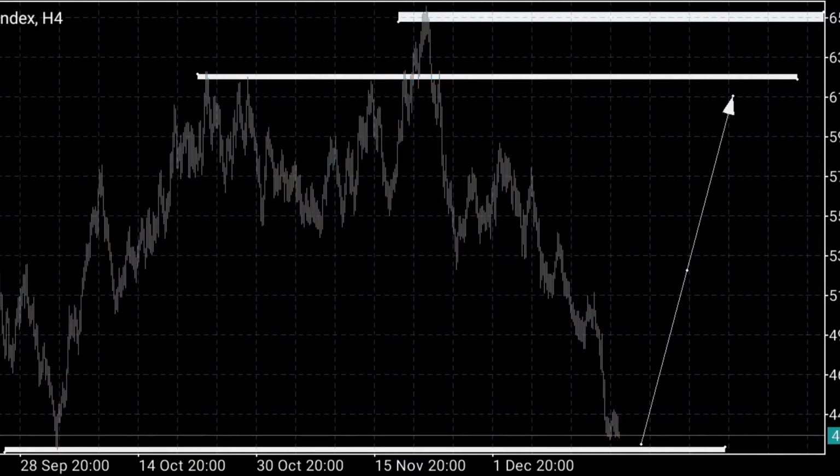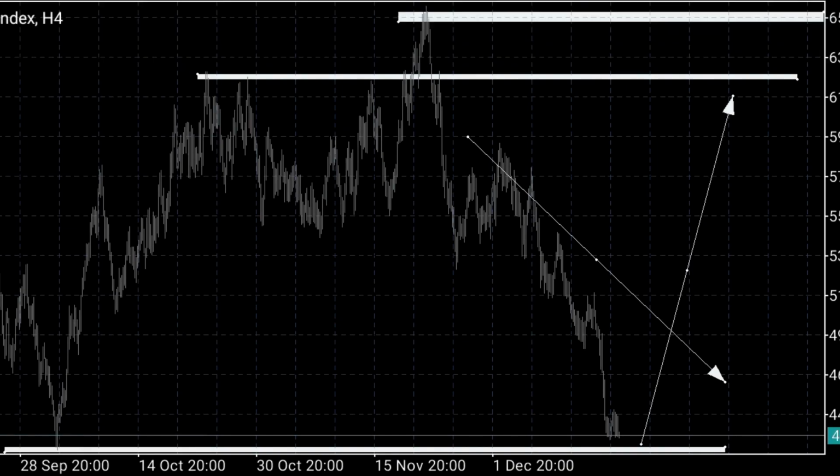Okay, let's look at something here. There's what we call a change of character, a CHOCH. That is when the trend changed from a very massive bullish momentum to a very strong bearish momentum or bearish impulse to the downside.